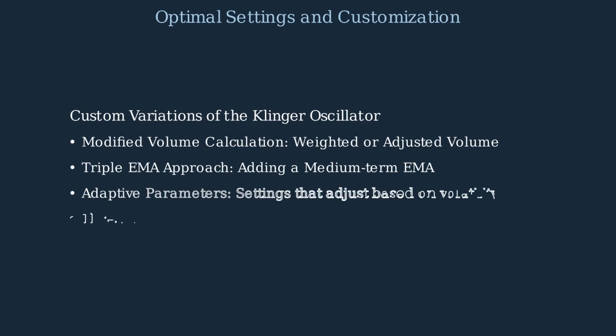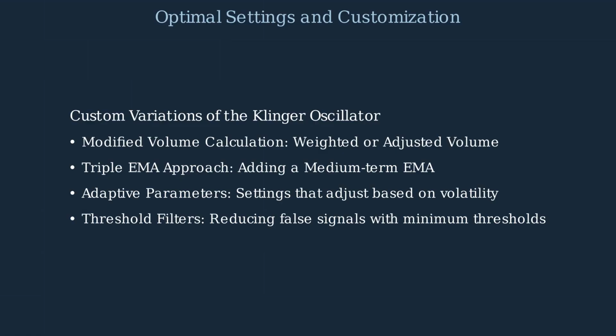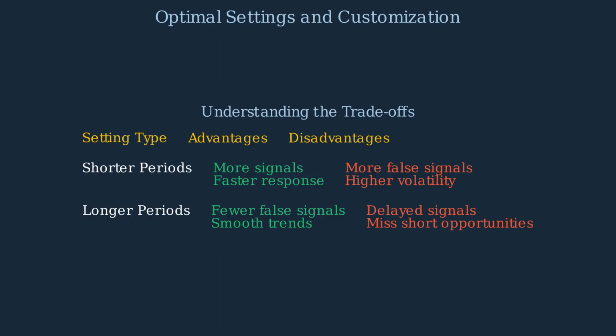Beyond adjusting the period lengths, traders also create custom variations of the Klinger oscillator by modifying the volume calculation method or adding additional moving averages. When customizing your settings, it's important to understand the trade-offs. Shorter periods provide more signals and faster responses, but at the cost of more false signals. Longer periods reduce false signals, but may delay entry and exit points.